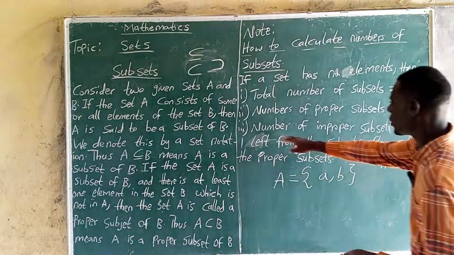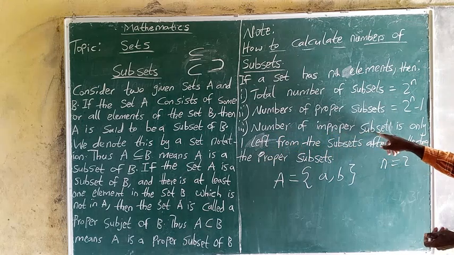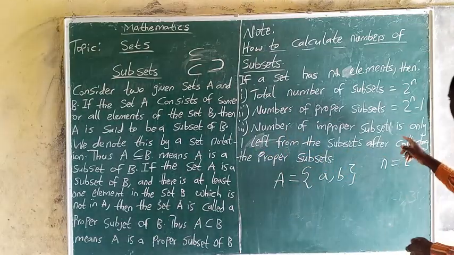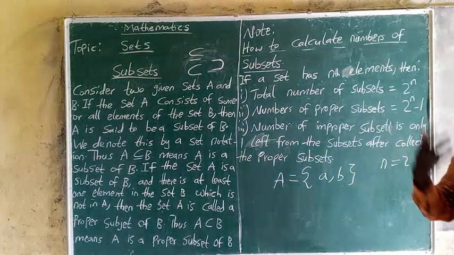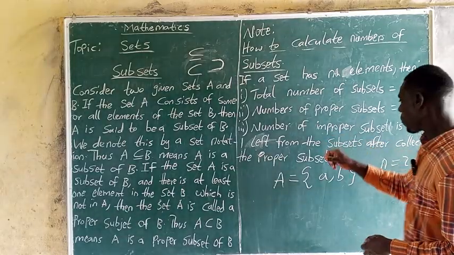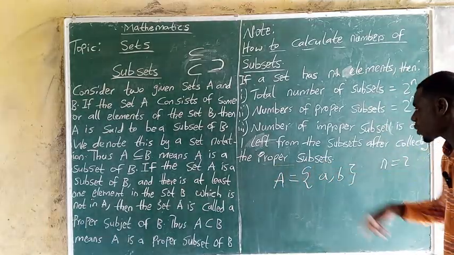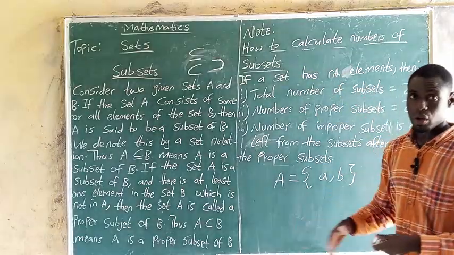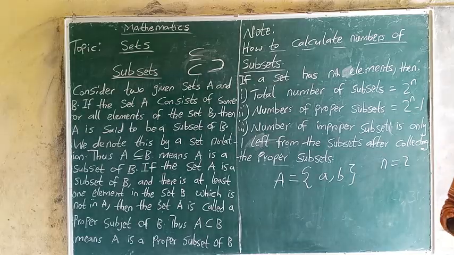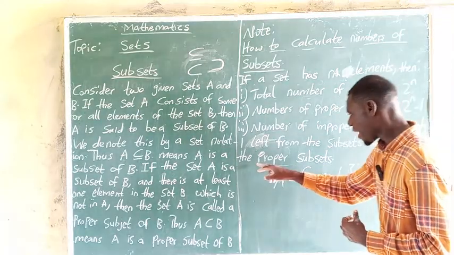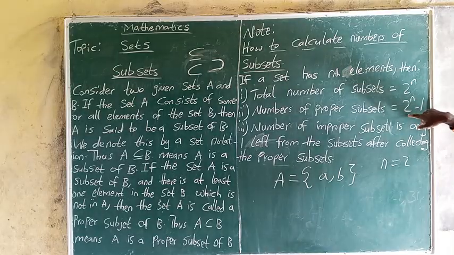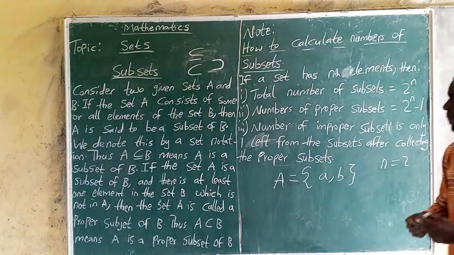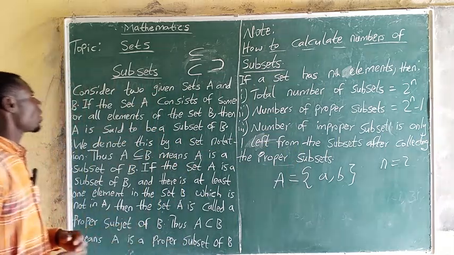All right, let's proceed. The last one is number of improper subset. How do you calculate numbers of improper subset? It is only one that is left, the one that is left from your proper subset. Don't worry, I'm going to teach after this step now. I'm going to give you one example of the calculation. After you have taken away one from this, that particular one you take away will be your improper subset. Okay, so these are the steps of calculating your subset.